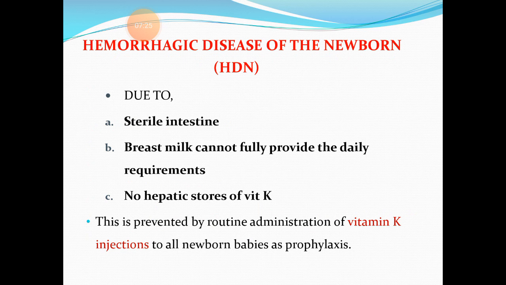Then vitamin K deficiency in newborns can lead to hemorrhagic disease of the newborn, HDN. It might be due to a sterile intestine or due to dietary insufficiency of vitamin K, because breast milk is deficient in vitamin K. Breast milk cannot fully provide the daily requirements.